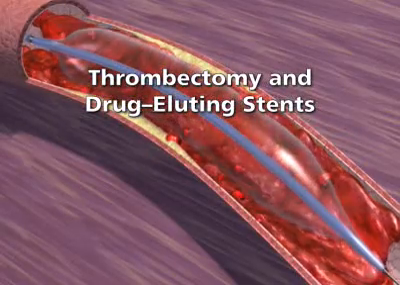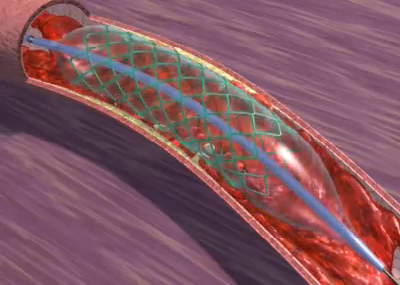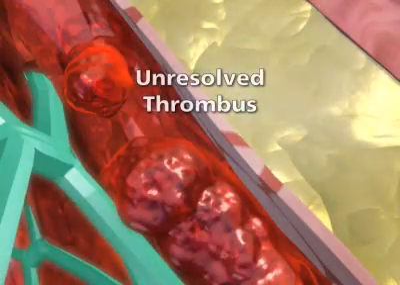In patients undergoing placement of a drug-eluting stent, treatment of coronary thrombus plays a particularly important role. Although proven effective in reducing restenosis, the safety and effectiveness of drug-eluting stents has not been established in patients in whom there is unresolved thrombus at the treatment site.